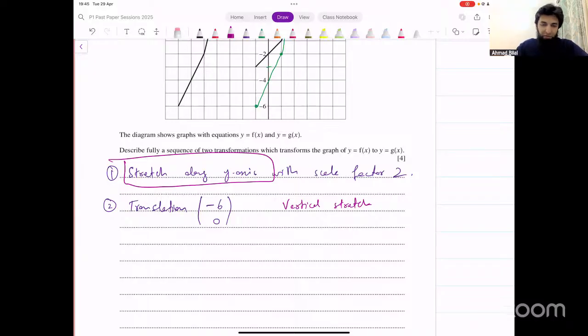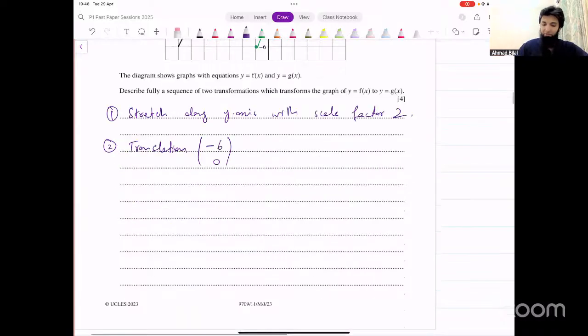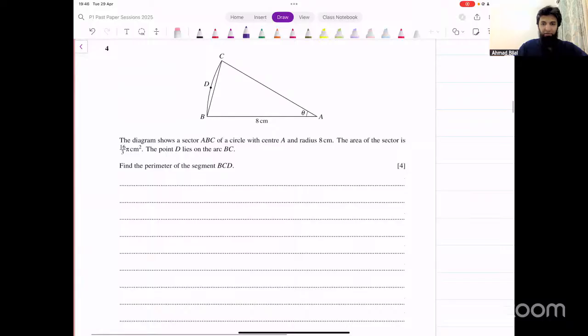So writing multiple descriptions, there's no point of that. If any one of them is wrong, you lose marks. So just write one description that you are absolutely sure is the correct way to describe this. You can either say stretch along y-axis, or stretch parallel to y-axis, or you can say it's a vertical stretch. Any one of these three descriptions, okay? And that will be fine, along with the scale factor, of course.